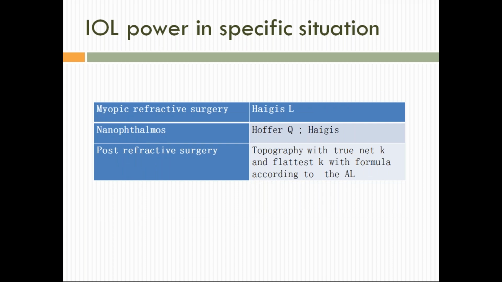For myopic refractive surgery, Haigis-L formula can be used. For nanophthalmos, Hoffer-Q or Haigis formula can be used. Similarly, for post-refractive surgery, topography with true net K and flattest K with formula according to the axial length.